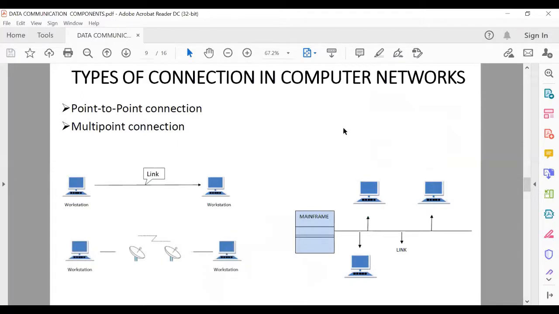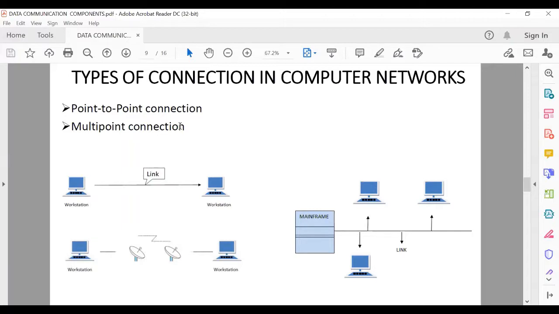Now the types of connection in computer networks. A network is nothing but a connection made through connection links between two or more devices. That device can be a computer, a printer, or any other device that is capable of sending or receiving data. Now there are two ways to connect the devices. One is called point-to-point connection, and the other is called multi-point connection.